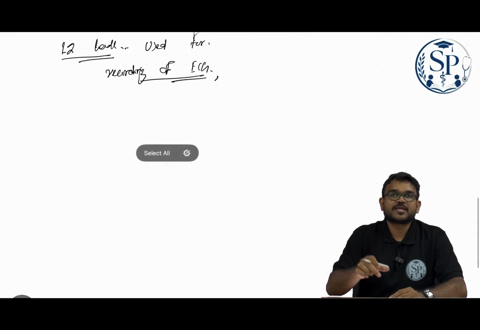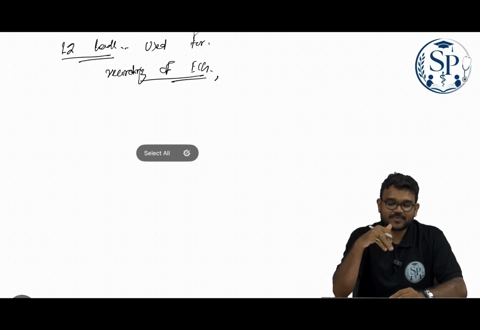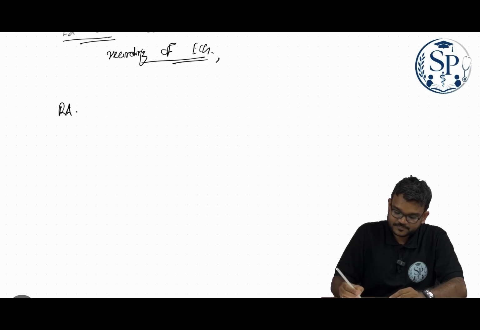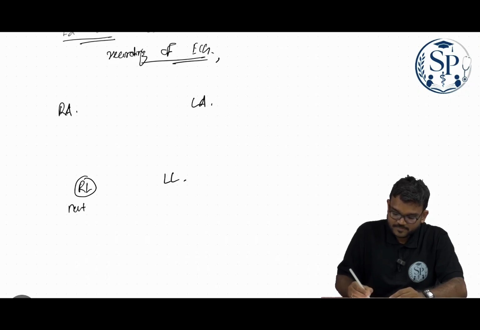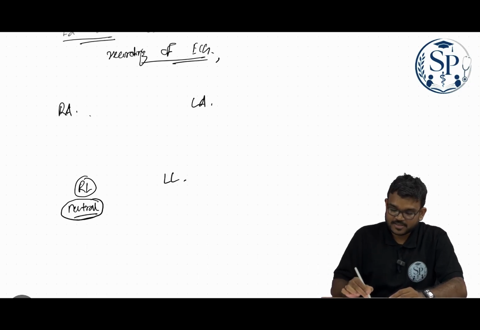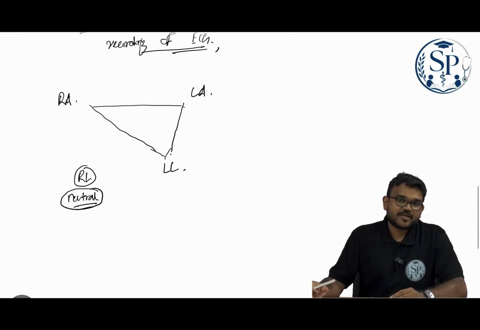What Einthoven did was put electrodes on different limbs: right arm, left arm and left leg. For the right leg he used a neutral electrode. Based on the anatomical position he drew an Einthoven triangle. The positive end of the electrode is attached to the positive end of the galvanometer and the negative end of the electrode is attached to the negative end of the galvanometer.